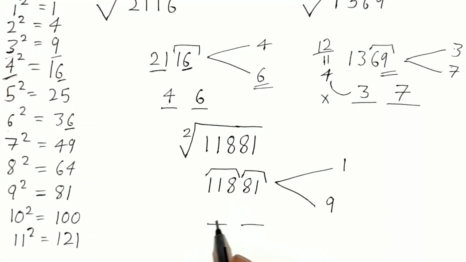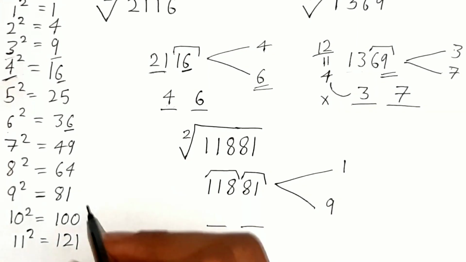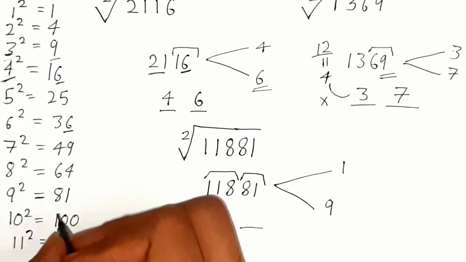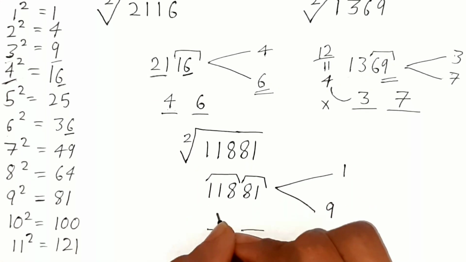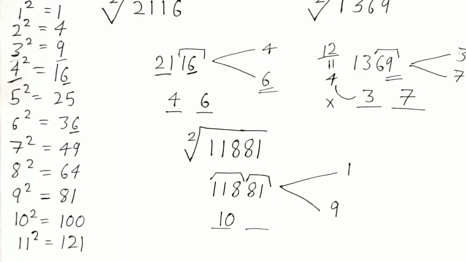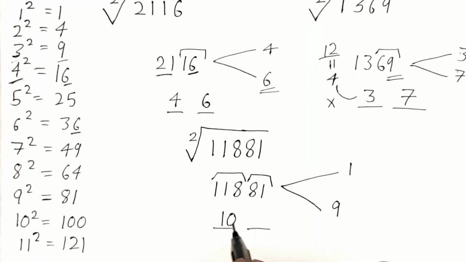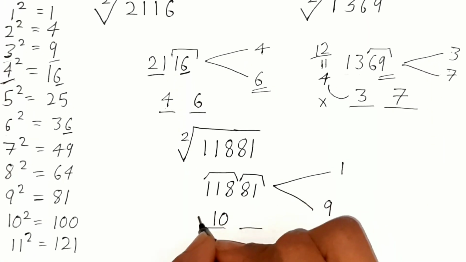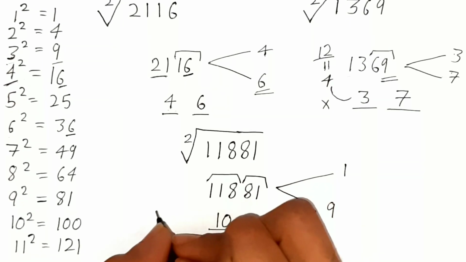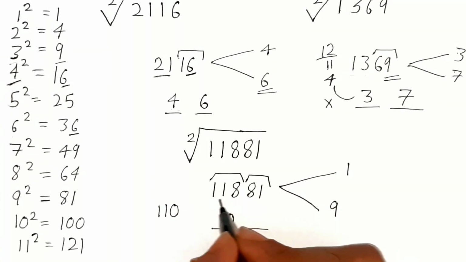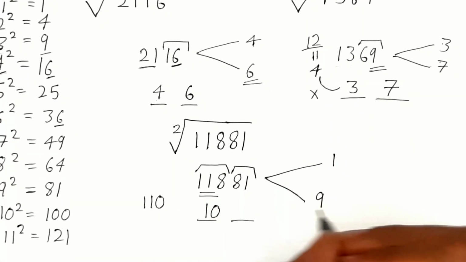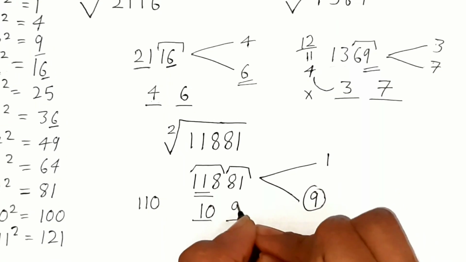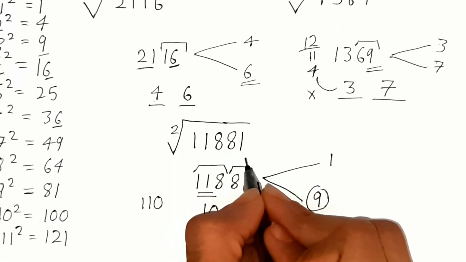Taking 10 means that our number would be 3 digits. So our tens digit would be 0 and our hundreds digit would be 1. Now, as we multiply 10 with 11, that is 110, and 118 is greater than 110, so we'll take the bigger choice, that is 9. So our answer is 109. The square root of 11881 is 109.